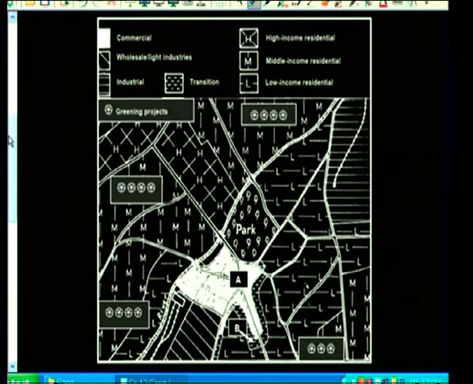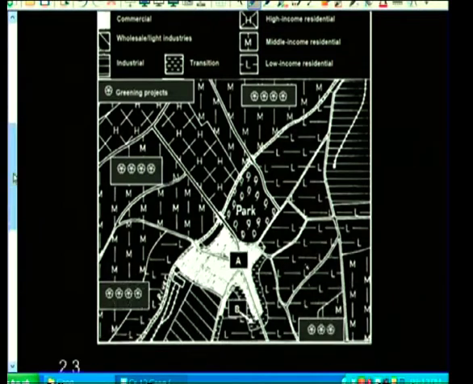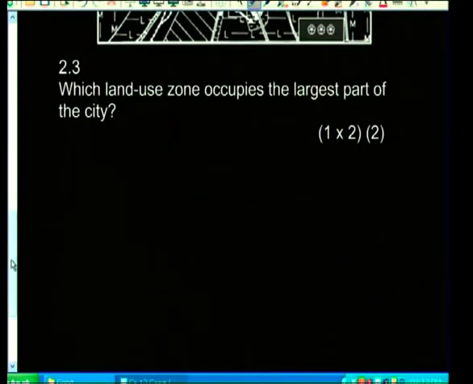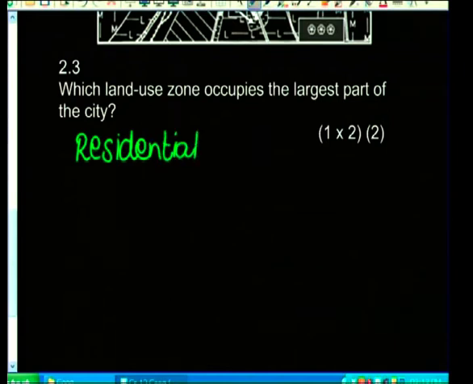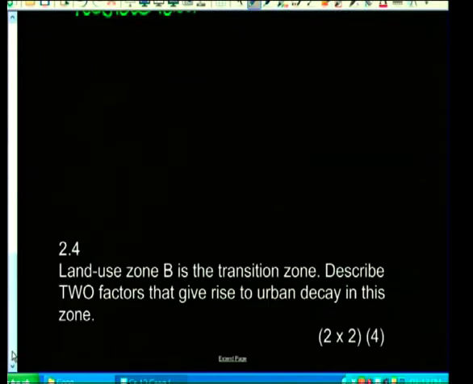So what they do is they group residential areas together, okay, and that obviously takes up most of the land use of our city. So which land use zone occupies the largest part? You can then write down residential. You don't have to specifically say high, low, or middle, because like I've said before, they have been grouped together.